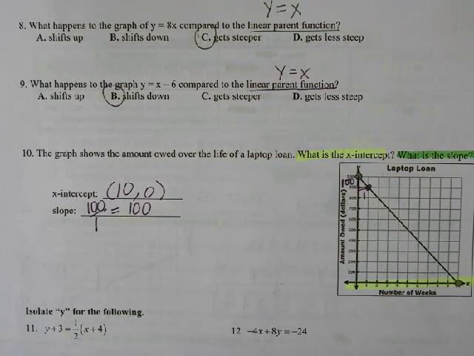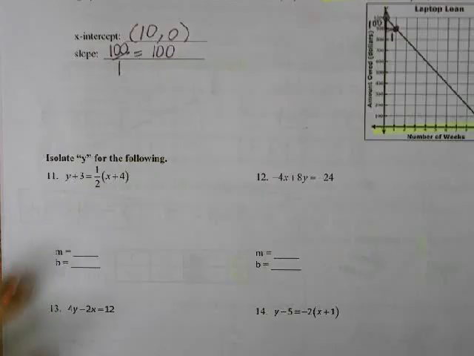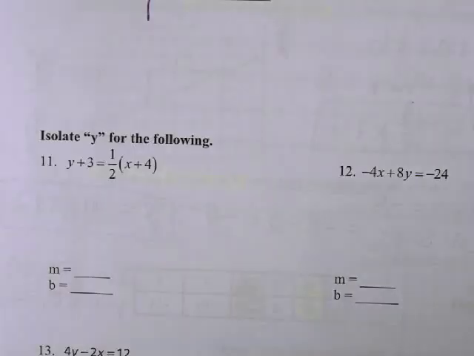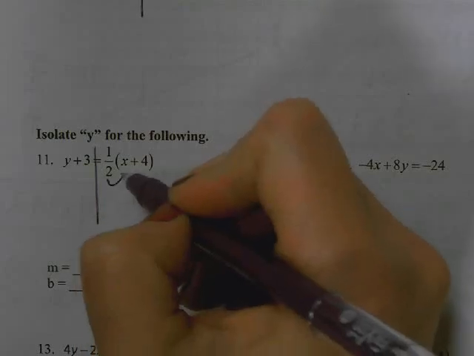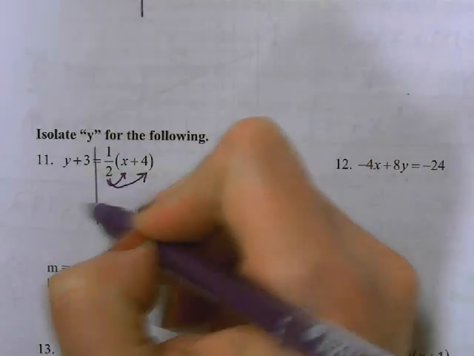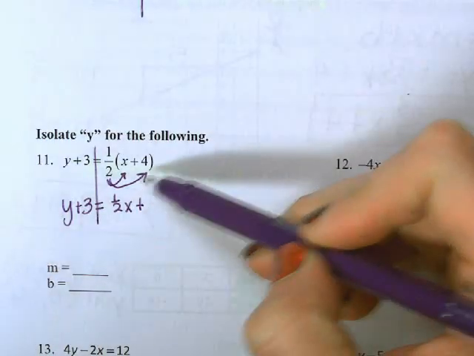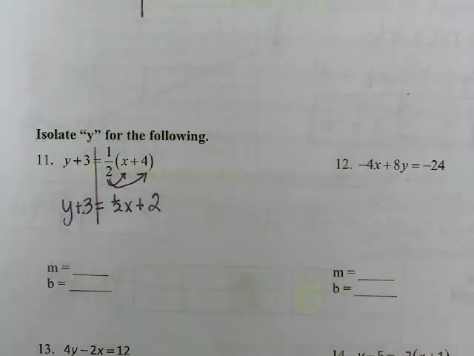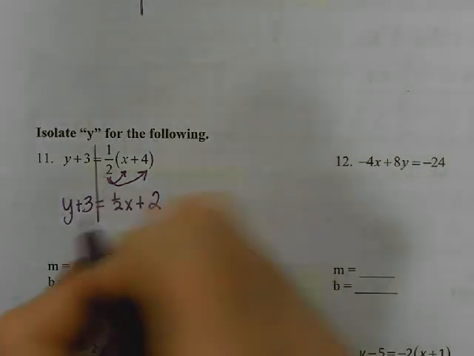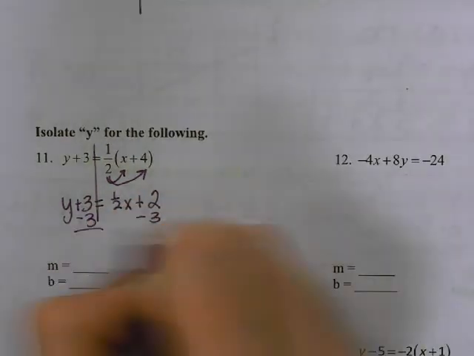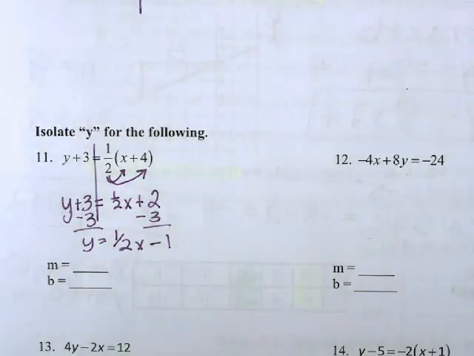Alright. On numbers 11 through 14, they're asking us to isolate y and then find m and b. So remember, on number 11, we're going to distribute first. So we're going to say a half times x and a half times 4. So y plus 3 equals 1/2 x plus, and half of 4 is 2. The last step on these problems is to go ahead and get the y all alone by subtracting 3. So y equals 1/2 x minus 1.